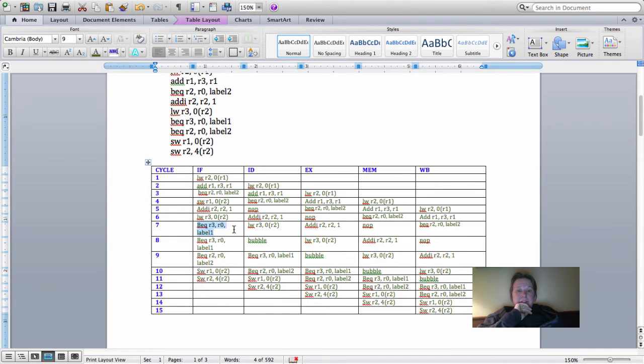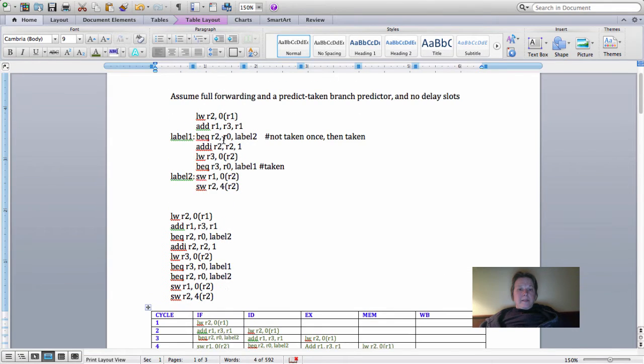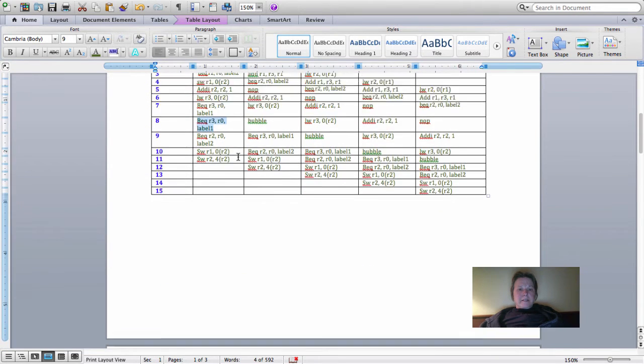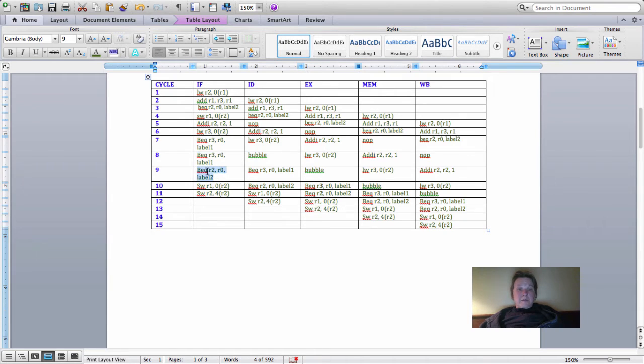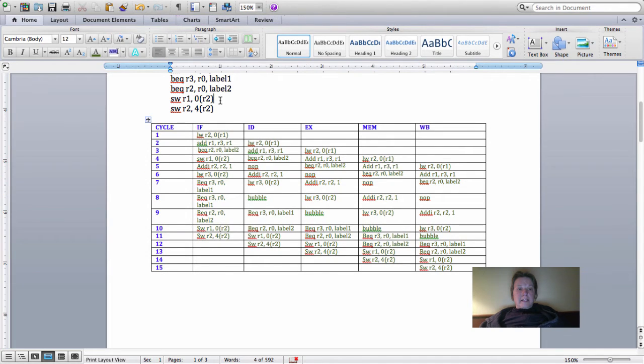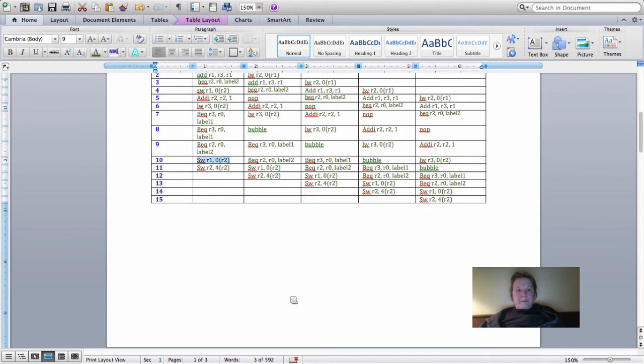Next up is this branch. There's a hazard here because the result of this load word is needed for the branch, so that's actually a load use. So in the next cycle, we're going to put a bubble in and stall this branch. And then this is taken, and it's assumed taken, so the next one is this branch, no hazard there. Then again, assumed taken, so we have this, again, no hazards, and it goes through.